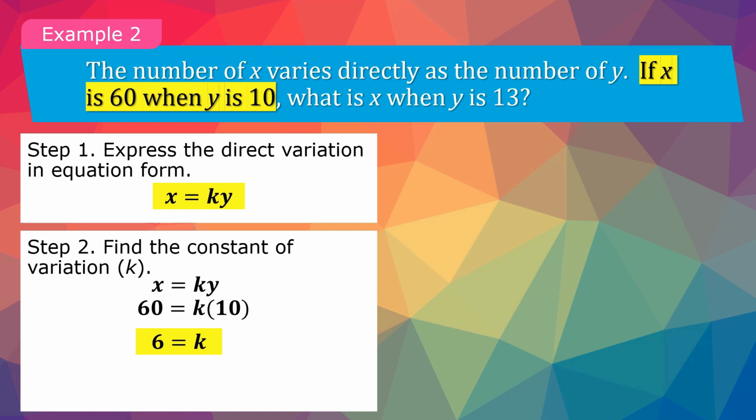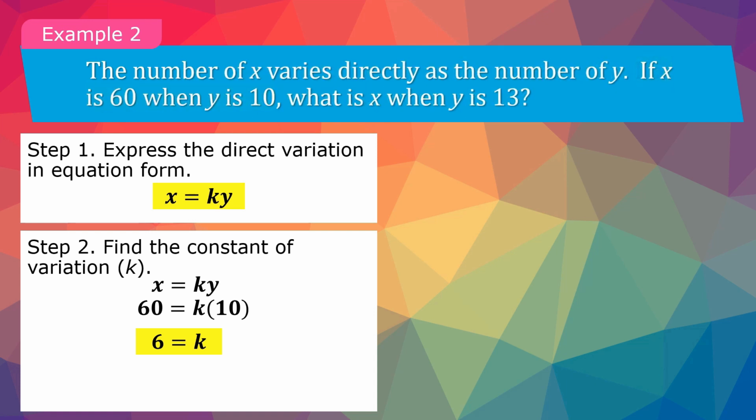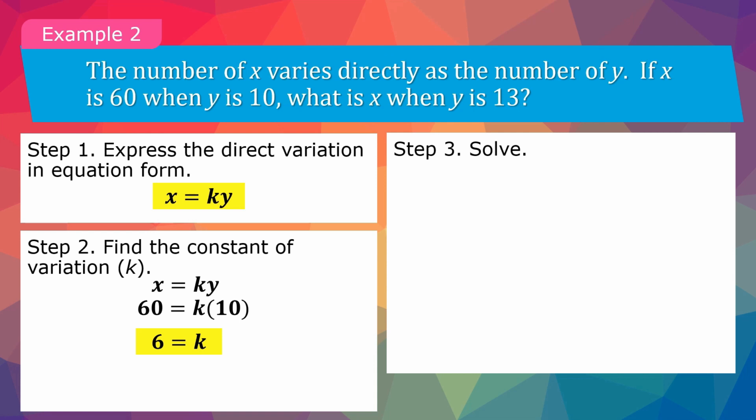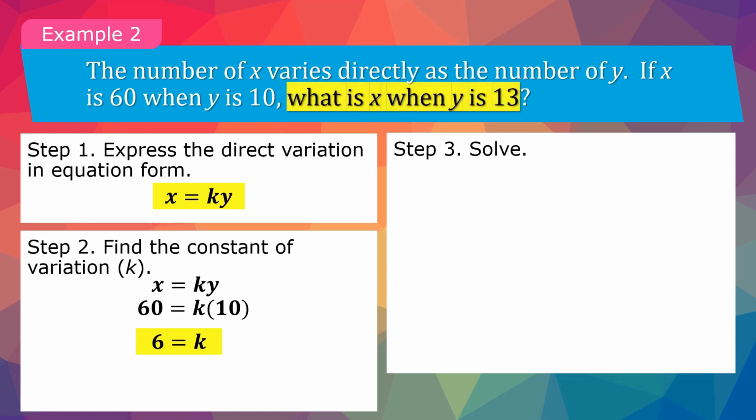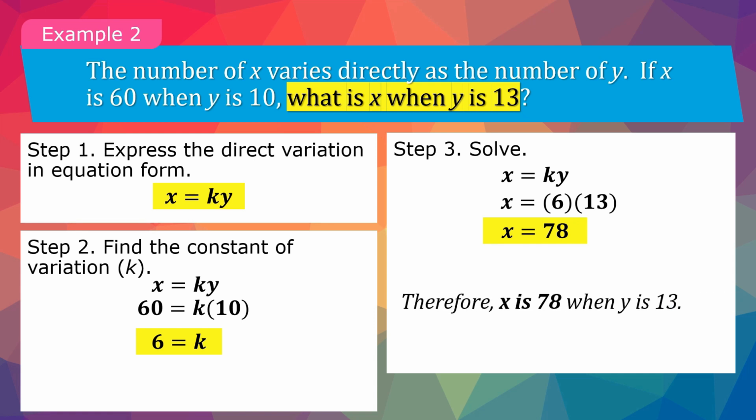Step 3. To solve the problem and answer the question, using the equation x equals k times y, we substitute the obtained value 6 for k and the given value 13 for y. Multiplying 6 and 13, the value of x will be 78. Therefore, the value of x is 78 when the value of y is 13.